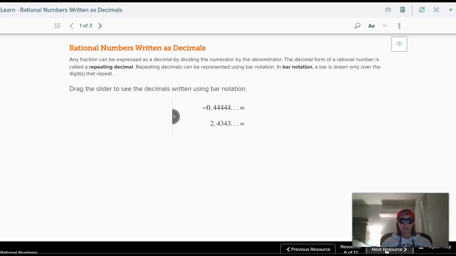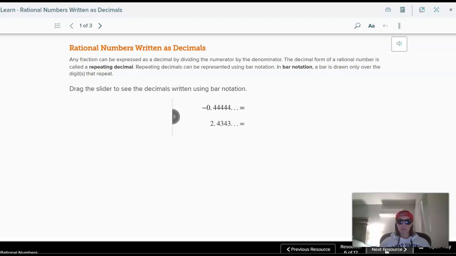Any fraction can be expressed as a decimal, and this is on page 178. Any fraction can be expressed as a decimal by dividing the numerator by the denominator. The decimal form of a rational number is called a repeating decimal. Repeating decimals can be represented using bar notation. In bar notation, a bar is drawn over the digits that repeat.